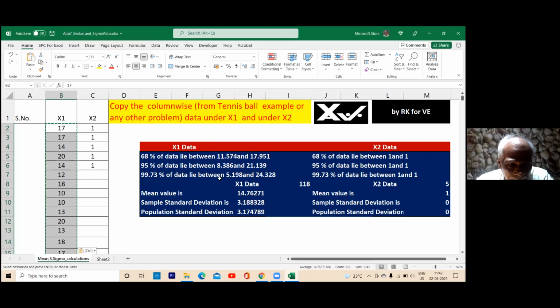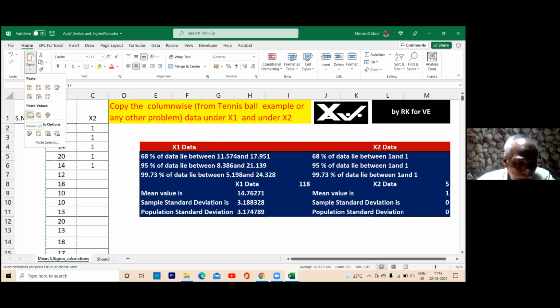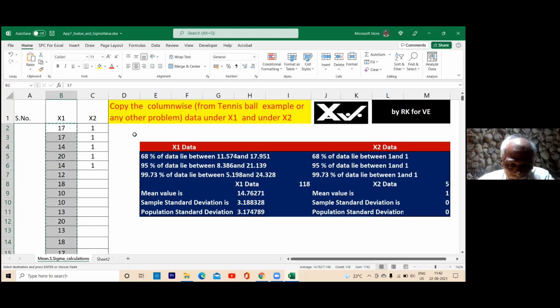Then copy the columnized tennis ball data and put it anywhere, X1 or X2. Tennis ball data is there. So there was data on tennis ball. I do not know where it is. If it is there, you can take it and put it here. Only thing is you'll have to paste values. Remember to paste only values, otherwise it will give you an error. Okay? And then you get mean, sample standard deviation, and population.